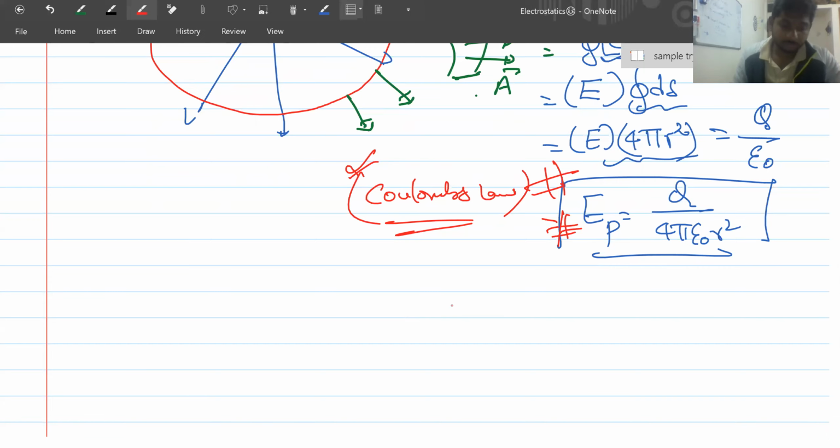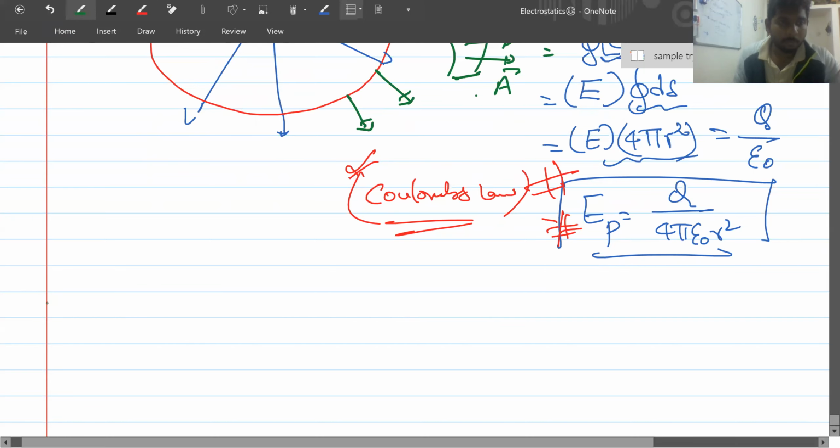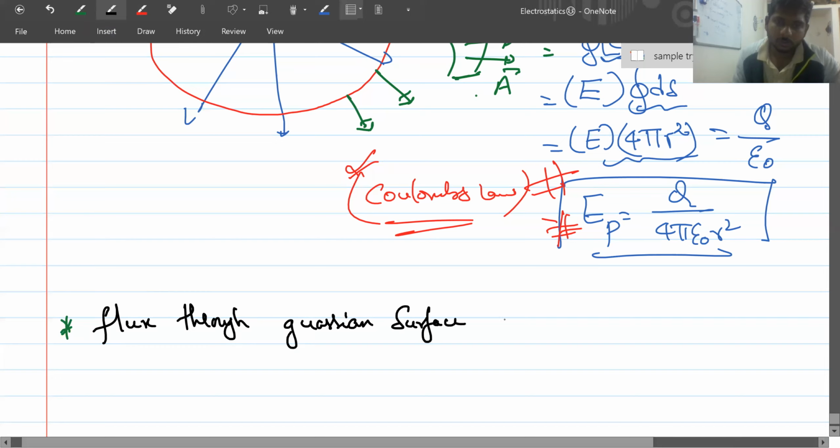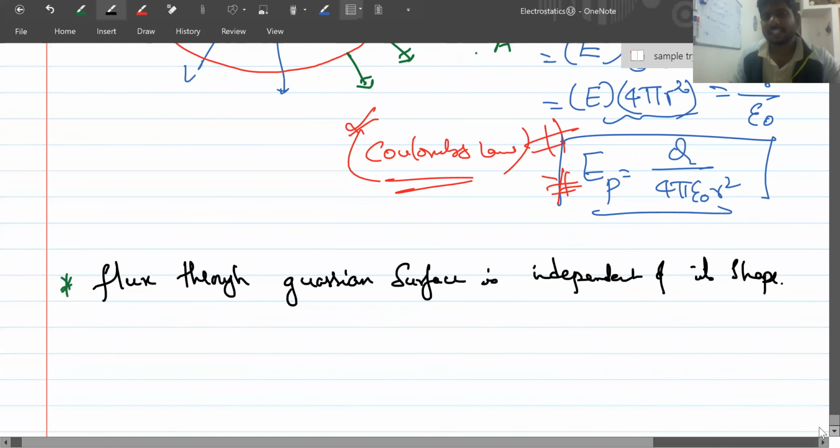So now, some important note points you can write is: flux through a Gaussian surface is independent of its shape. So then why did I draw this spherical surface? To find out electric field, we draw these symmetrical surfaces.